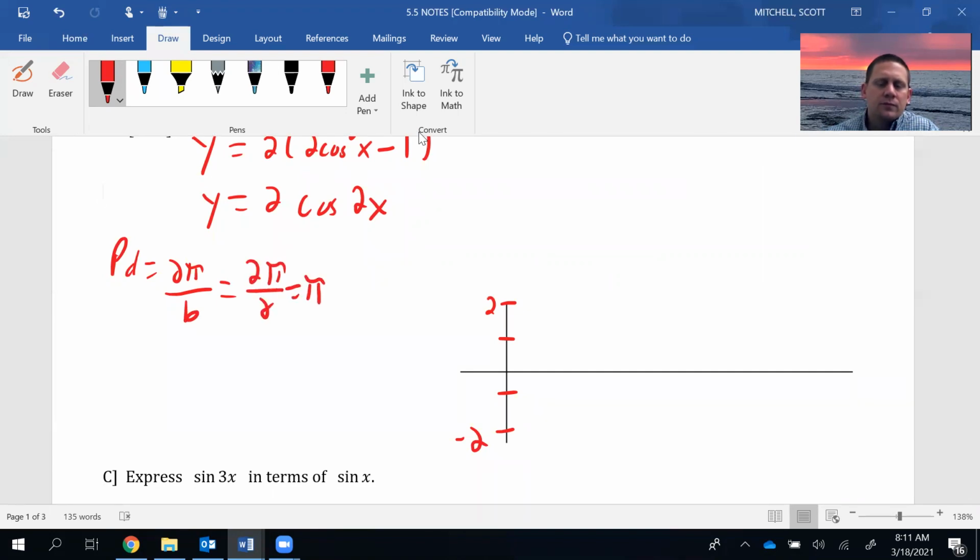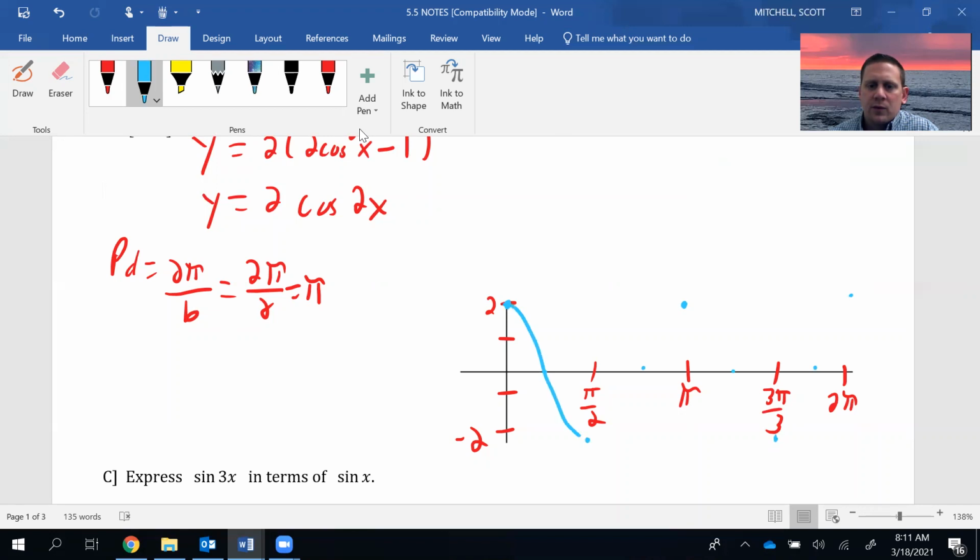So b is 2, so my period is pi. All right. So really what I'm looking for is to draw, if we were going to go to pi, and then this is 2 pi, and this is pi over 2, and then this is 3 pi over 2. So what we need to do, we need to get mountain, valley, mountain in that same time frame. Okay, so we need to have a mountain, a valley, and a mountain, and then it repeats itself. It's going to come through here in the middle.